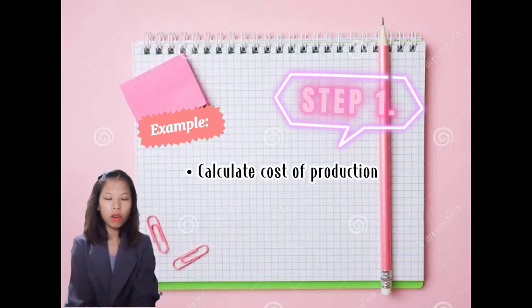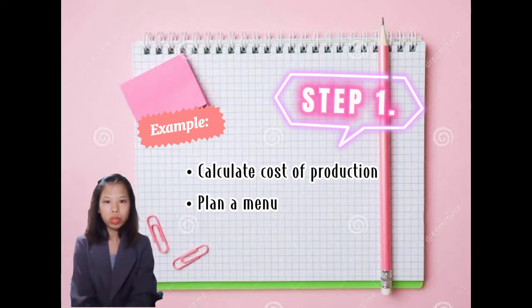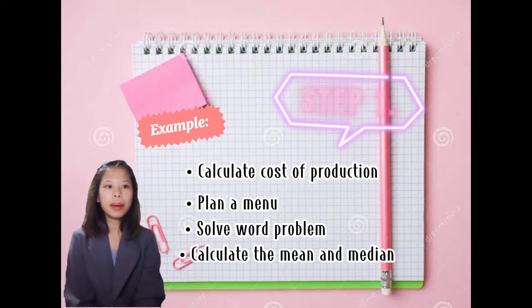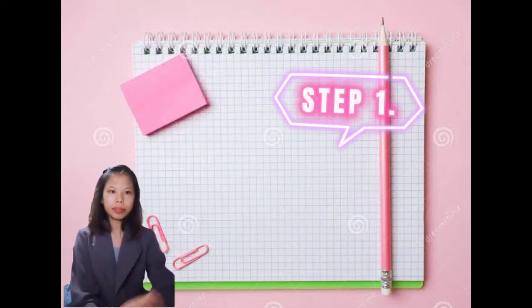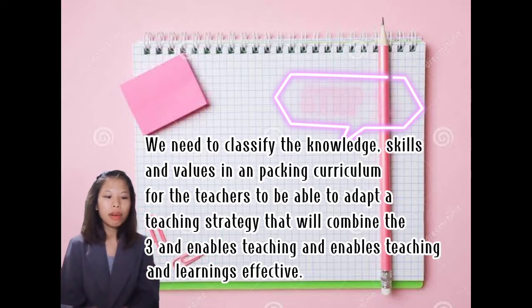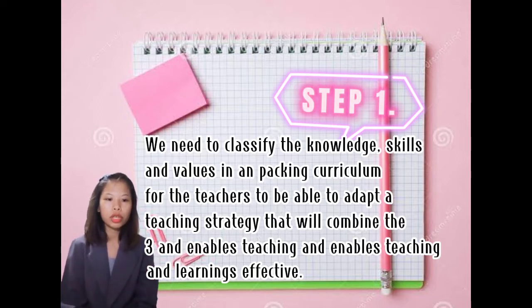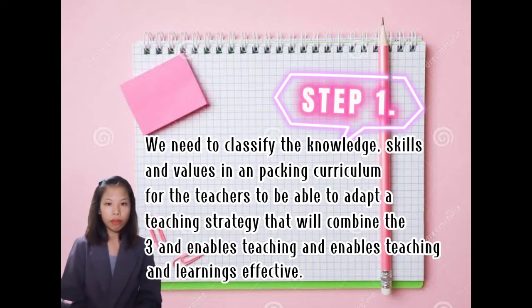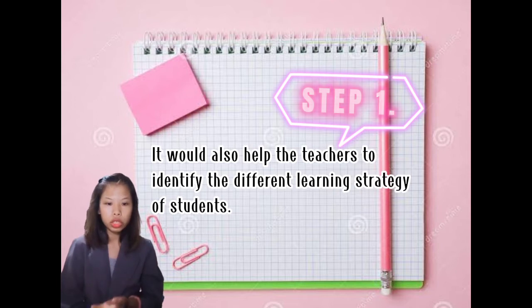Some examples that include skills are as follows: calculate cost of production, plan a menu, solve word problems, and calculate the mean and median. We need to classify the knowledge, skills, and values in unpacking curriculum for the teachers to be able to adapt a teaching strategy that will combine the 3 and make teaching and learning effective. It would also help the teachers to identify the different learning strategies of the students.